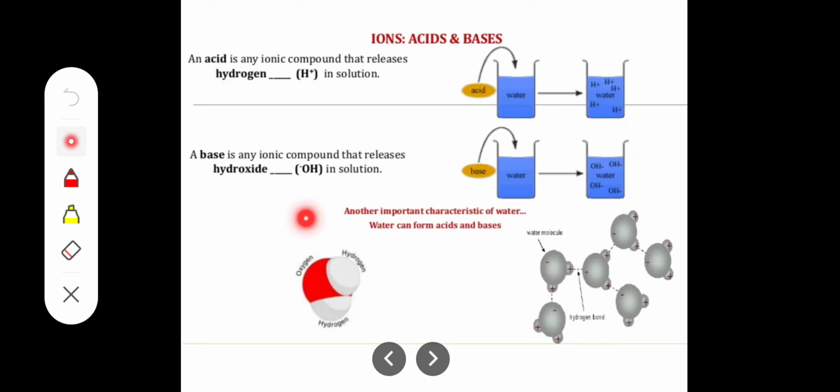Now one more important fact: another important characteristic of water is that it can form acid or base, both, because you can see here two hydrogen atoms with one oxygen atom, right? This is the water molecule, and all the water molecules are bonding with hydrogen bonds, right? So if acid comes with the water, it behaves like an acid. When base comes in the water, it behaves like a base. That is the important characteristic of water.